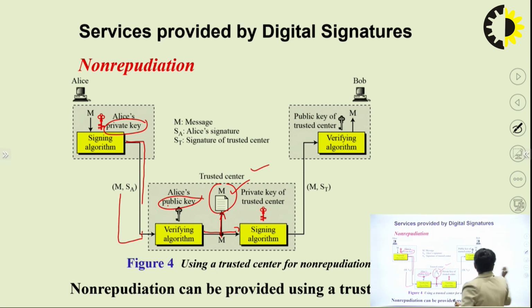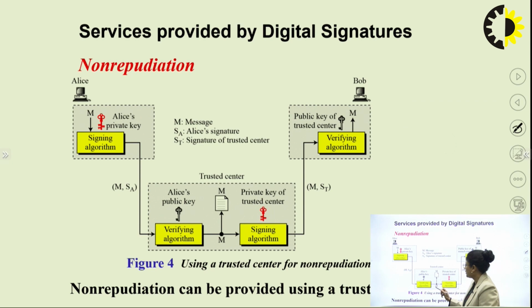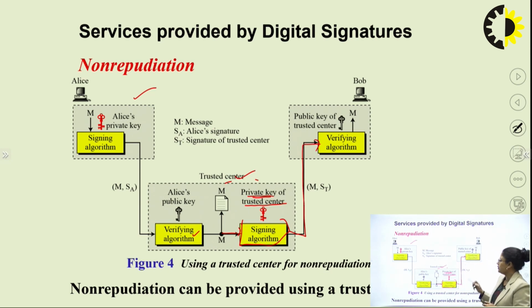And after ensuring that it is actually coming from Alice by verifying that, the third party takes the message and again signs. The difference here is that the signing is done by the private key of the third party. So the signing is not done by Alice but by the third party, and then it is sent to Bob. So what does Bob get? Bob gets the message as well as the signature, but here the signature is not generated by the private key of Alice but rather the private key of the third party.